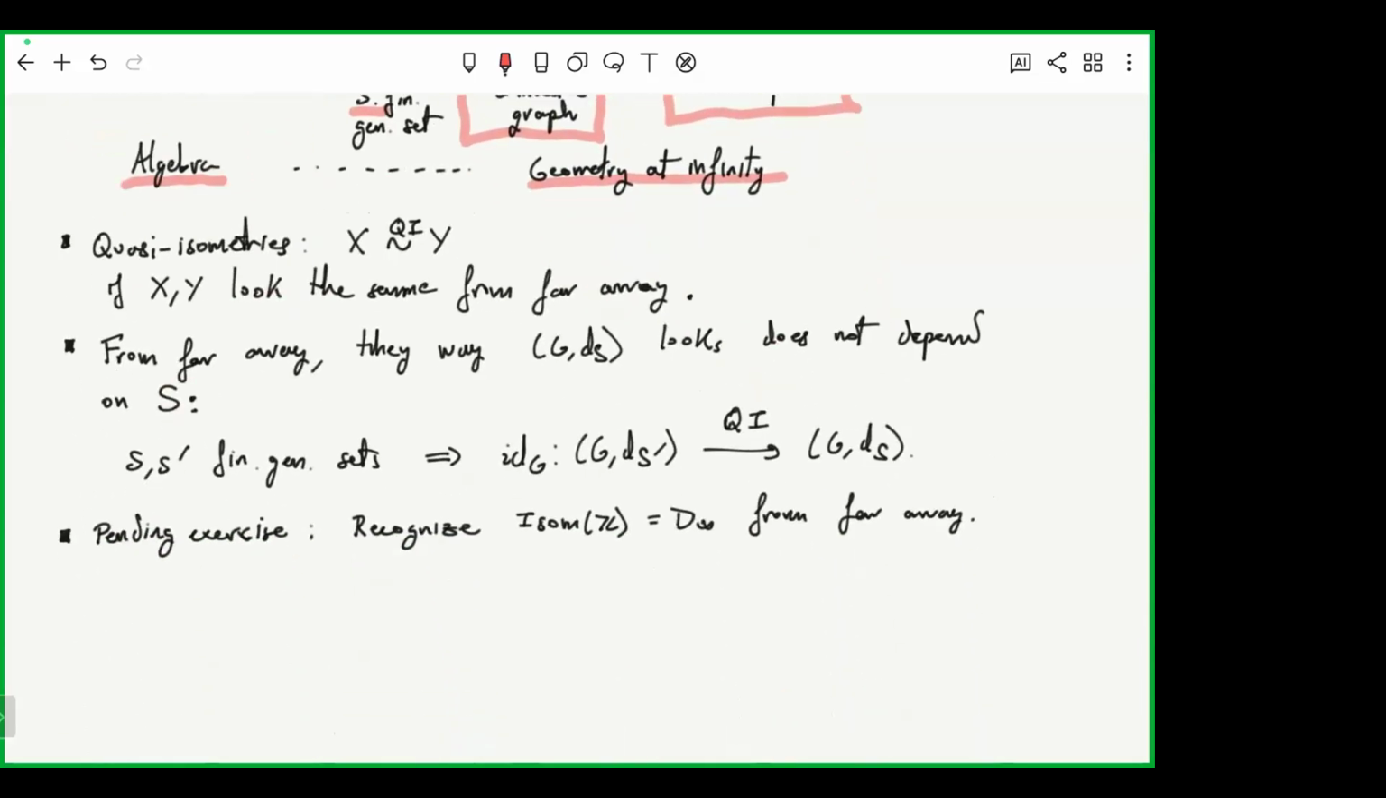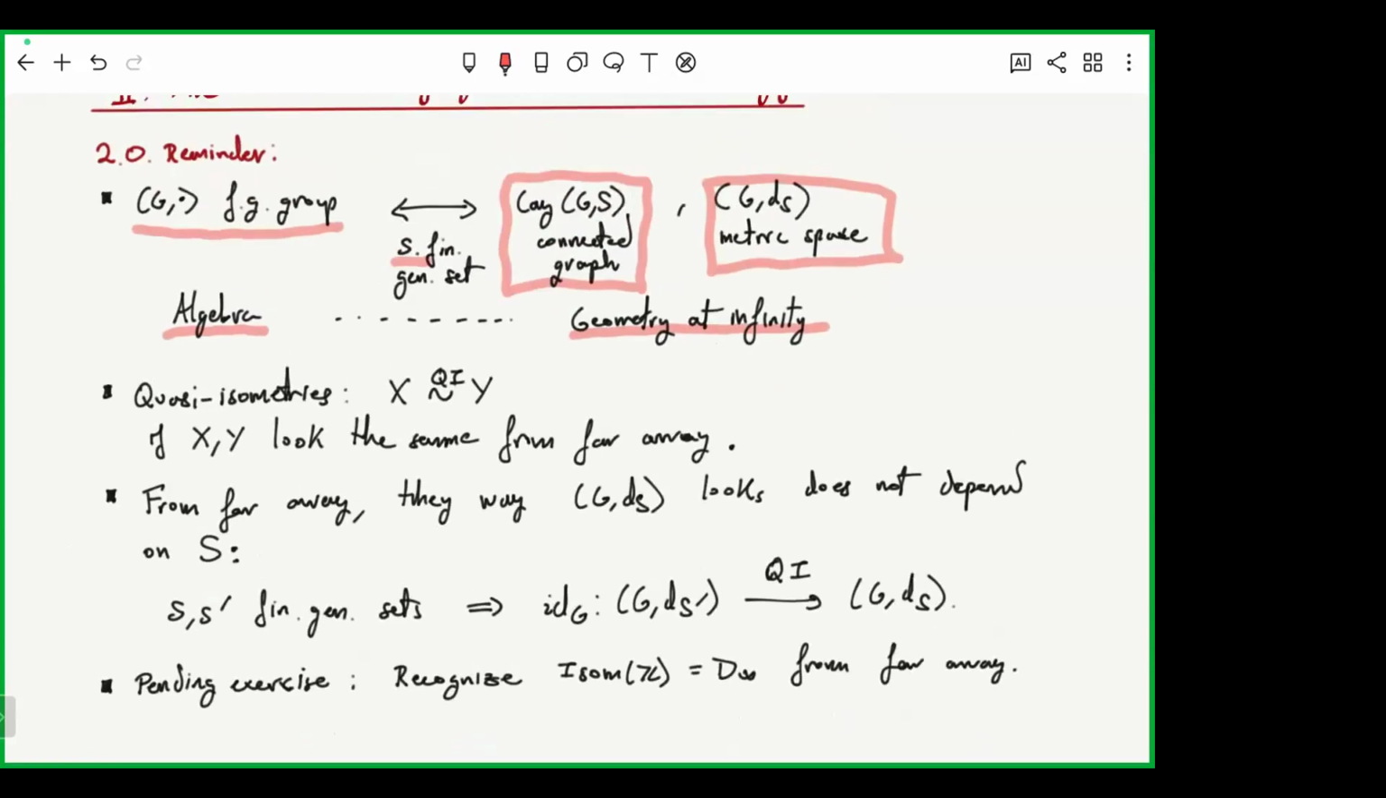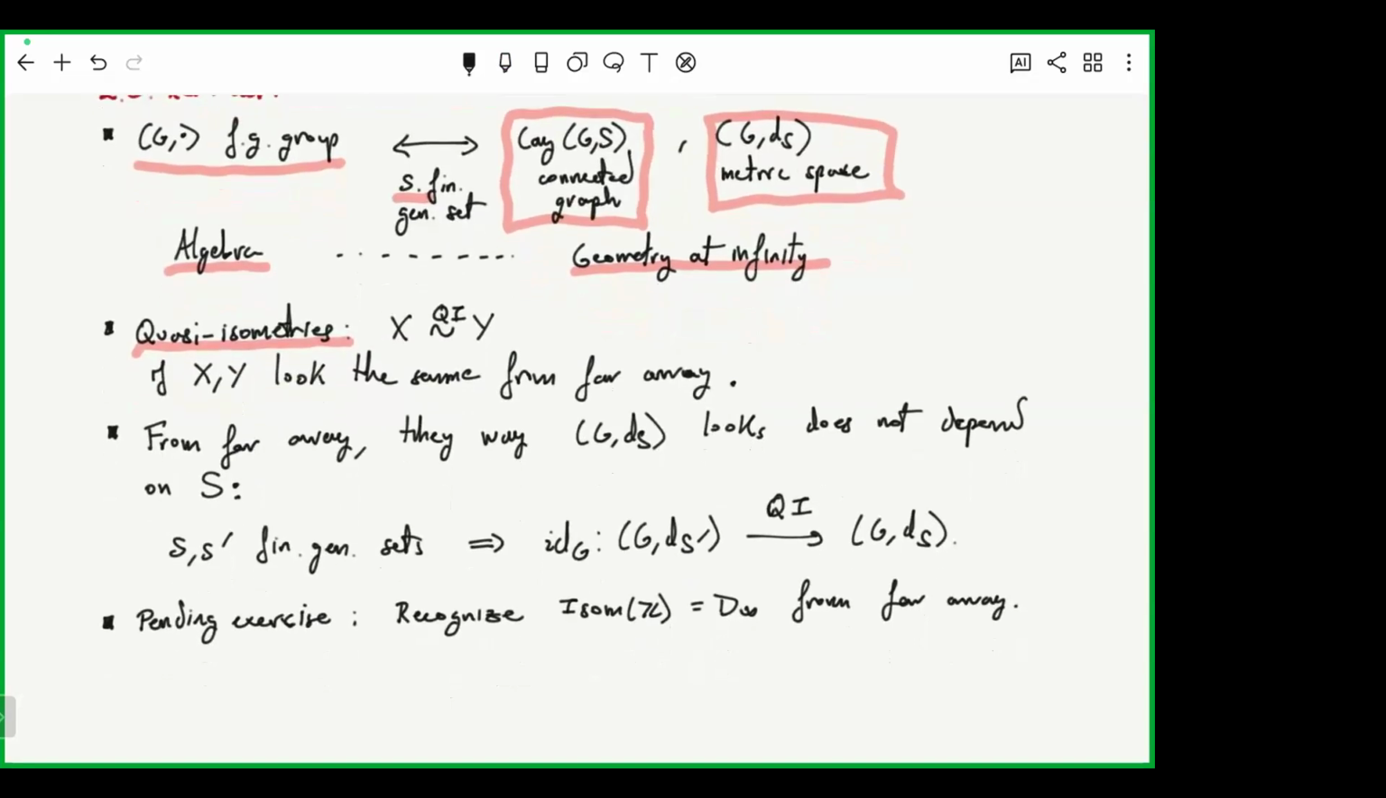Also, one important notion that we introduced is that of the quasi-isometry. These are maps that allow us to see when two spaces look the same from far away. In topology, for example, homotopy equivalences would be a way to tell that two spaces can be deformed into each other. This is an analog, but from far away. There is no continuity, just distance.